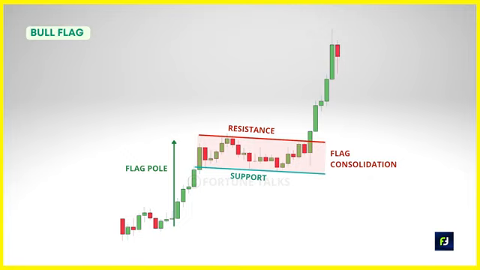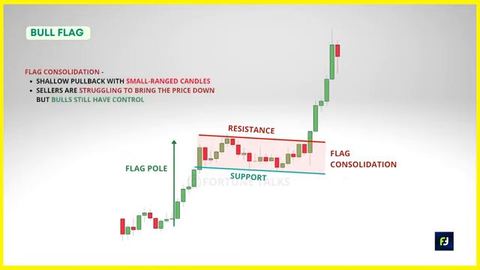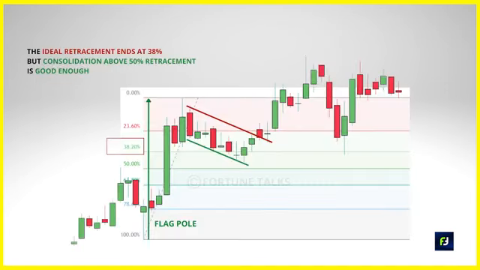Now the type of price action that is exhibited in the pullback is what separates a flag pattern from a normal pullback. Now what you are looking for is a shallow pullback that consists of small ranged candles compared to the earlier strong bullish move, or it can be seen as a group of indecision candles after a strong bullish move. Now this tells you that the sellers are struggling to bring the price down and that the buyers are still in control.